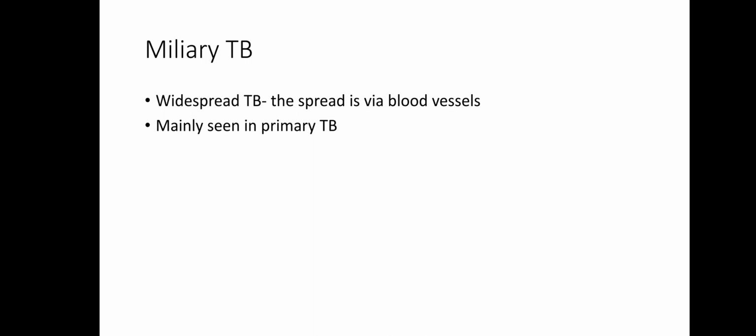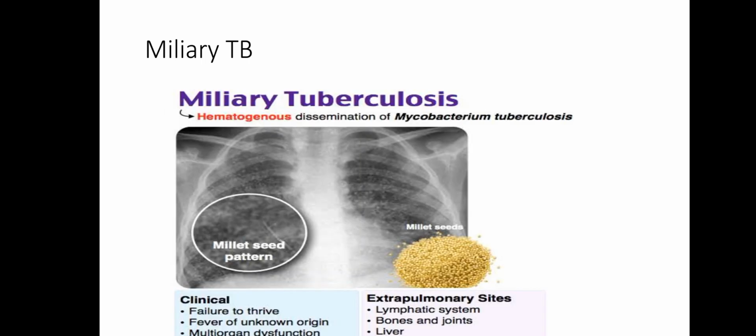This one is mainly seen in primary TB. As I said earlier, primary TB is when you have the first exposure to TB. Your immune system is weak from the beginning, so there is usually no inhibition to the spread of the bacteria, so it spreads everywhere. And usually, it presents as miliary TB. So as I said, millet-like seeds everywhere in the lungs.